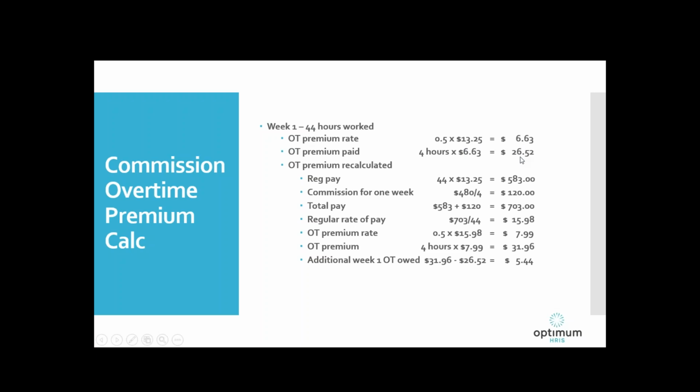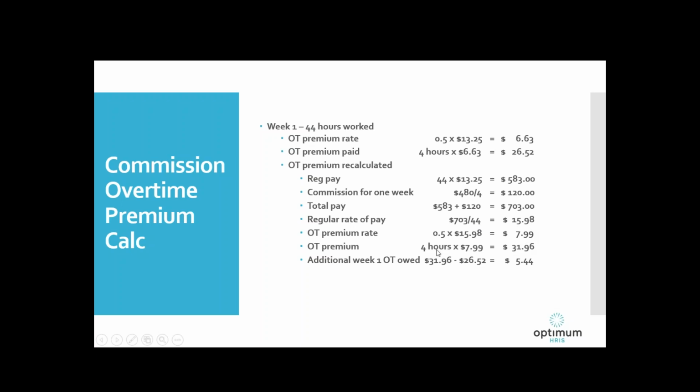Now we need to recalculate his overtime premium. So his regular pay was 44 times $13.25, or $583. His commission, now that we can reallocate it for 1 week, was $120. So his total pay would have been $583 plus $120, or $703. That gives us a regular rate of pay of $703 divided by 44, or $15.98. Half times that is $7.99.